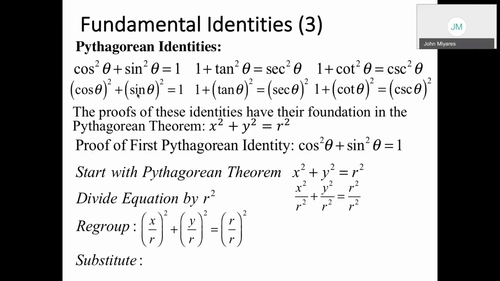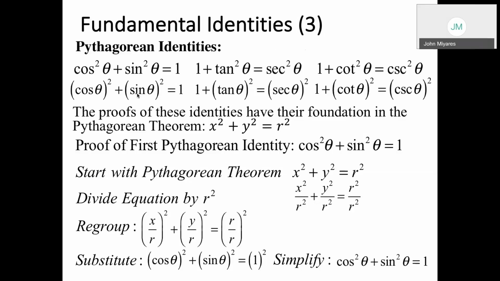Knowing what the definitions of those ratios represent with respect to the trigonometric functions, we can substitute that for x over r, calling it cosine of theta, y over r is the sine of theta, and r over r is just 1. Cleaning up this notation, we will have the cosine of theta squared, or cosine squared theta, plus sine squared theta equal to 1.